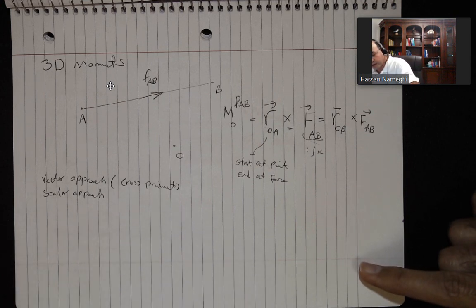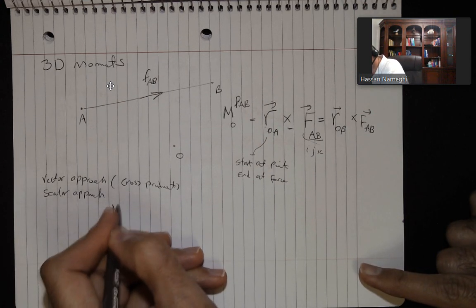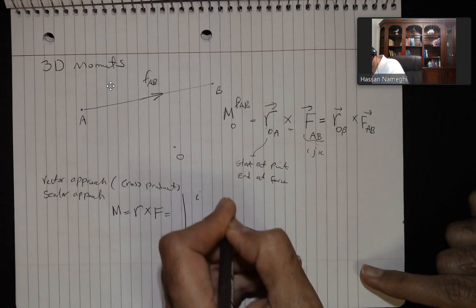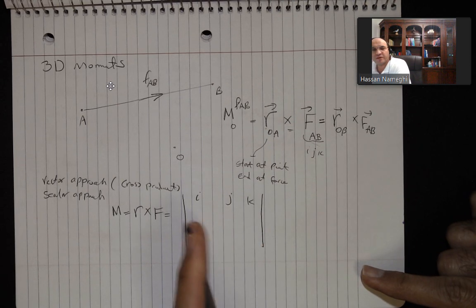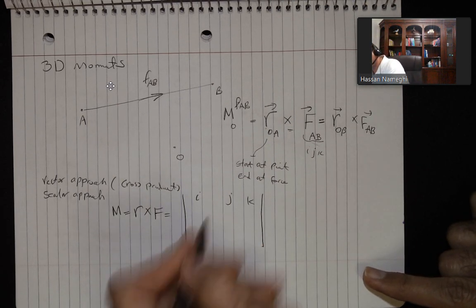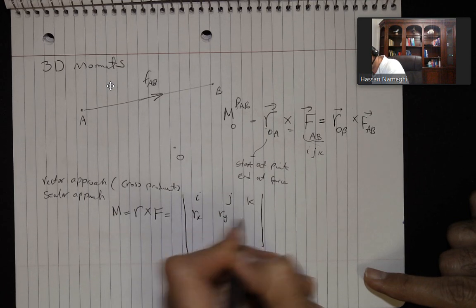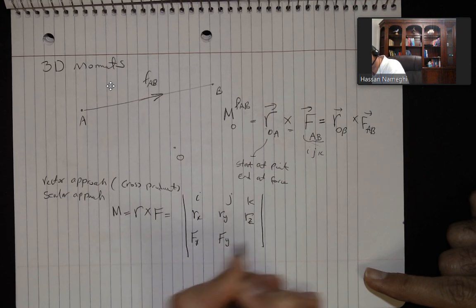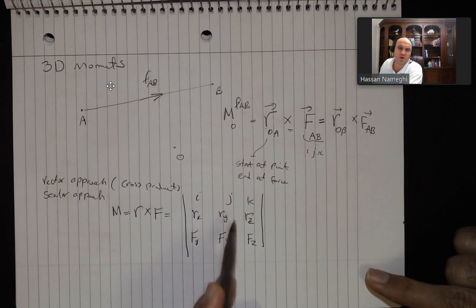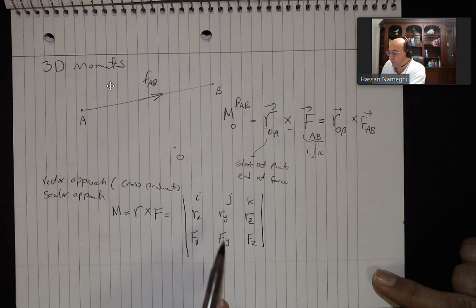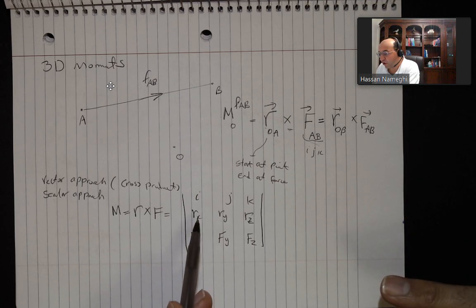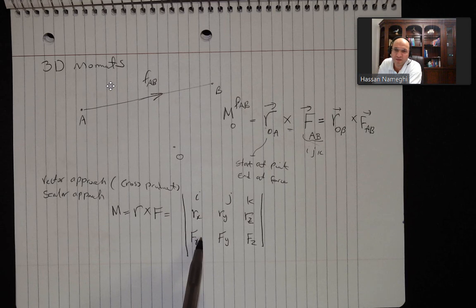On the vector approach, M is equal to R cross F. So I can write I, J, K; this symbol is for determinants. Now I put here Rx, Ry, Rz, and then down here Fx, Fy, and Fz. So how do we do a cross product? The way it works is, if the force is on the x and the distance is on the x, there is going to be no moment produced.